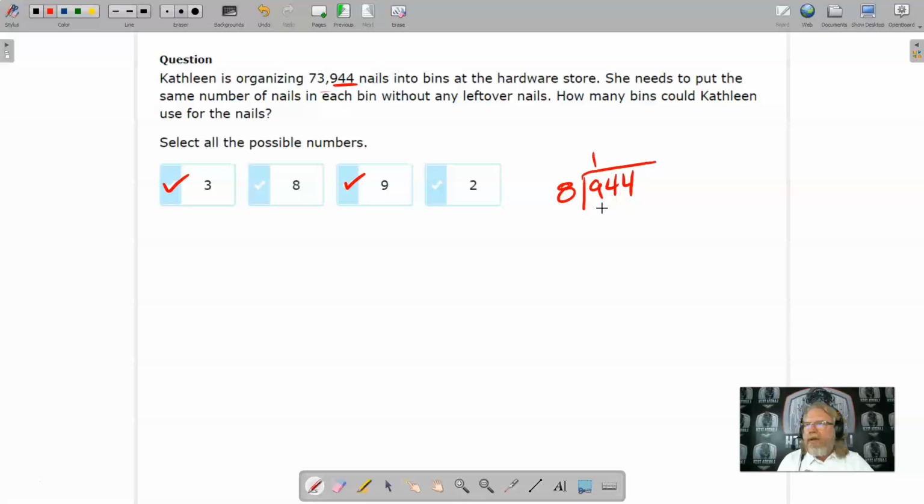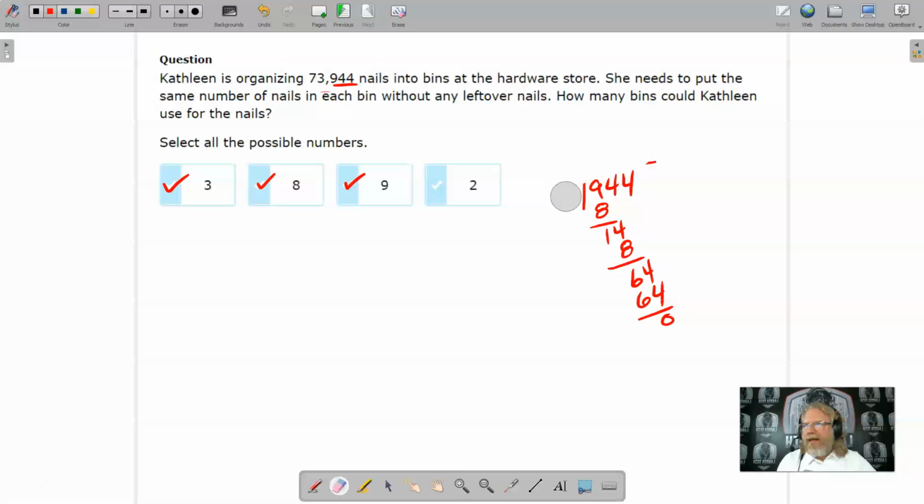8 will go into 9 once. 8, subtract, get 1. Bring down the 4. 8 will go into 14 once. 8, bring down the 8. And 14 minus 8 is 6. Bring down the 4. And 8 times 8, 64. So 8 will go in 8 times, 64. And we get to 0. So we know that 944 divided by 8 is 118. That is a whole number. So it turns out to be that 8 works as well.